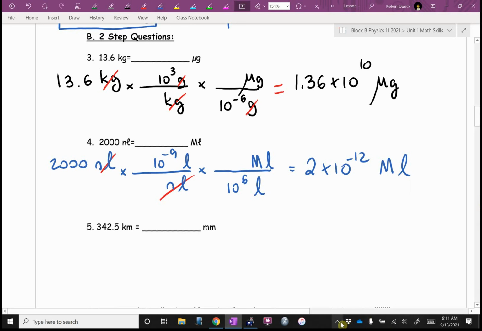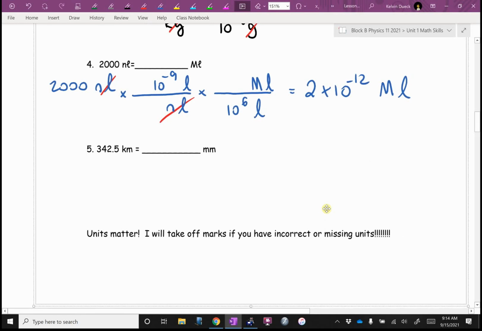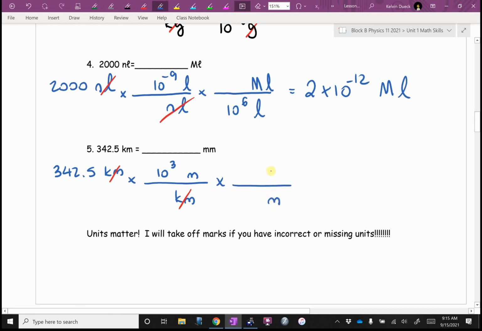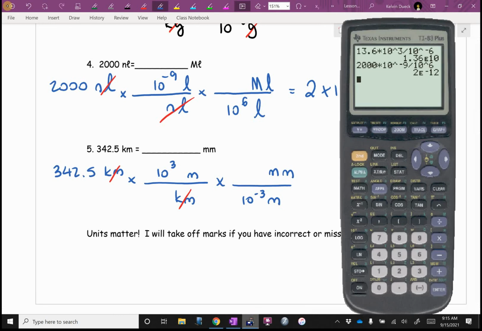Okay, let me come look at your calculator. Let's try number 5. I'll try it here. Some of you already worked ahead. So it's going to be 342.5 kilometers. I want kilometers to cancel, so just plain old meters. The 10 to the 3rd goes where the kilo isn't. And then I want to get rid of meters, bring in millimeters, and milli is 10 to the negative 3, and that goes where the milli isn't, which in this case is on the bottom. So I'm going to end up, I think, with a pretty big number.